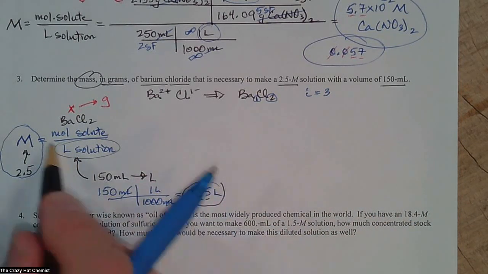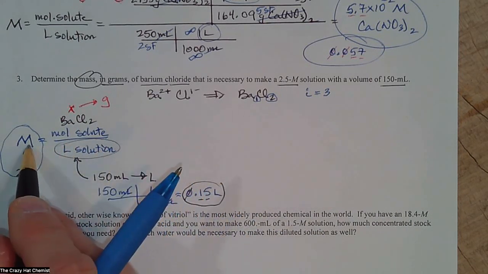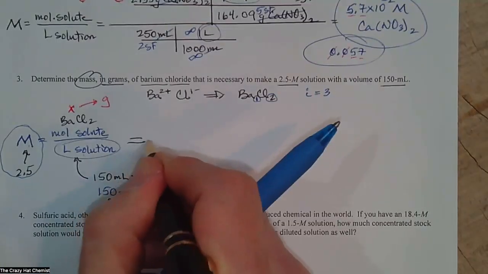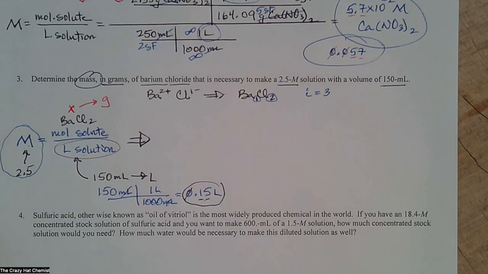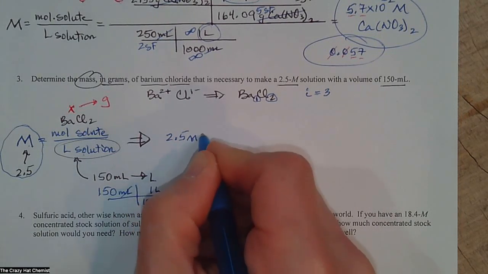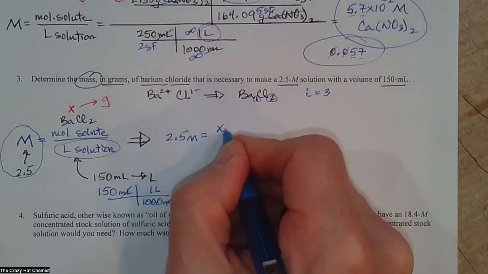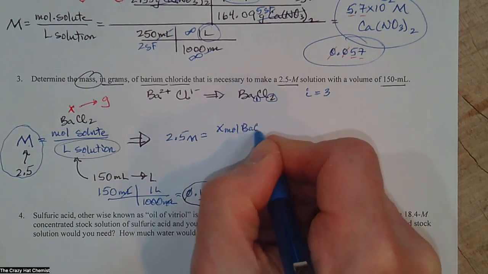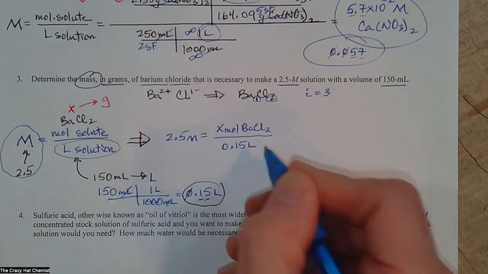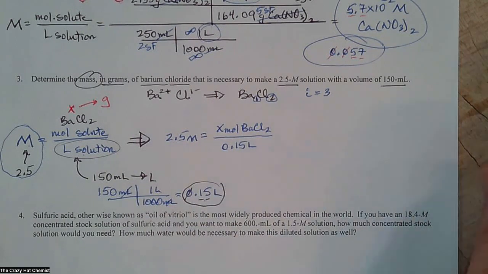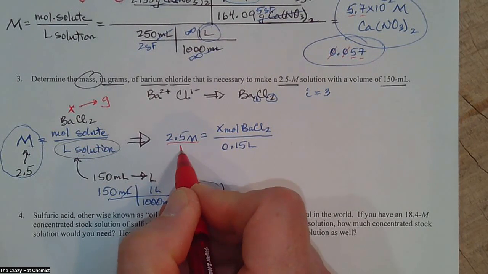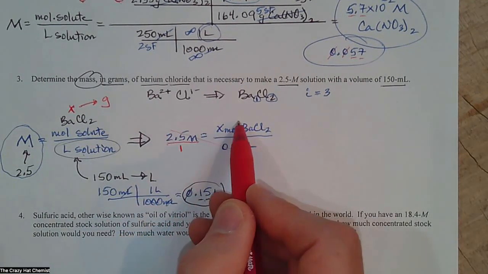So what I'm going to do is plug into this equation that I have. I have the number here for the molarity. I have the number here for the denominator, which is the liters of the solution. And then I'm going to solve for my numerator term. So I'm going to rewrite this here, and I'm going to have 2.5 molar is equal to X moles of BaCl2 divided by 0.15 liters. Okay, so this is what I'm going to be solving for. What is the denominator of 2.5 molar? Well, the denominator of this is a 1. So what we're going to do is cross multiply.